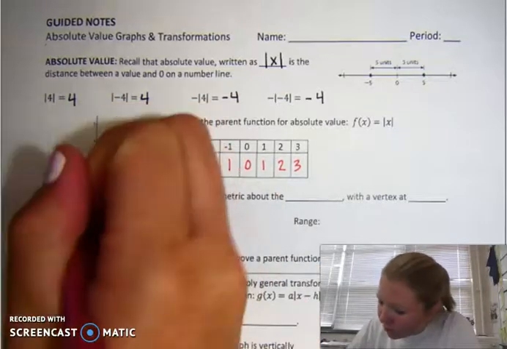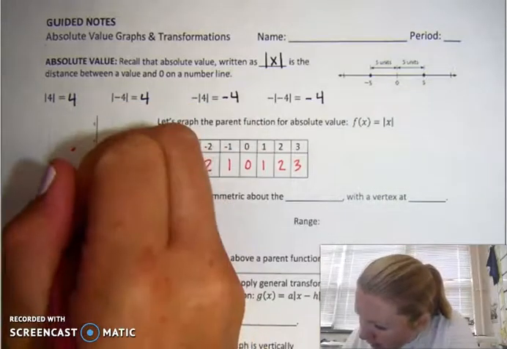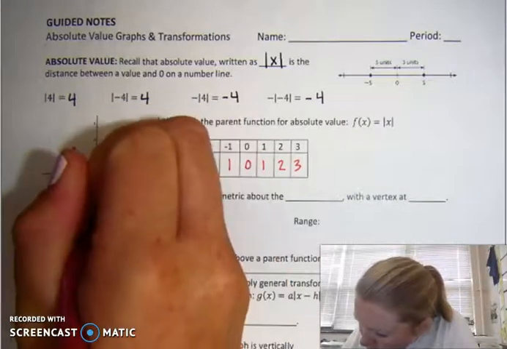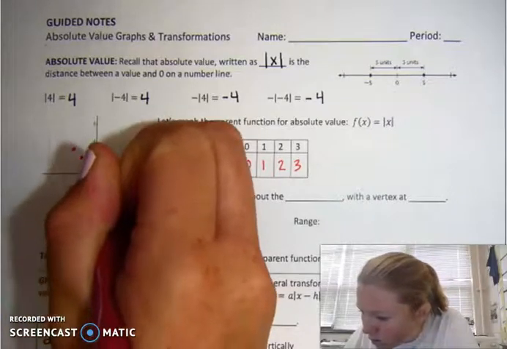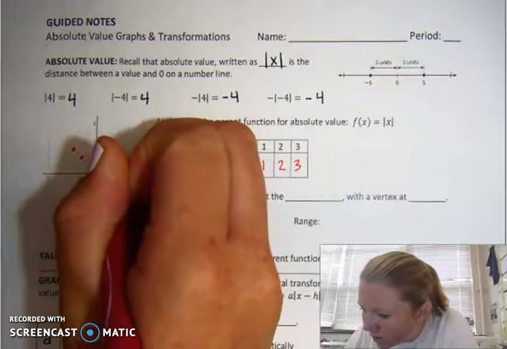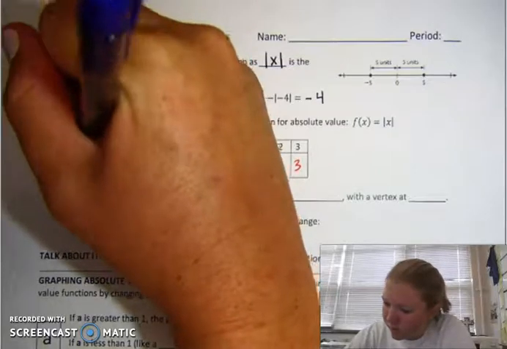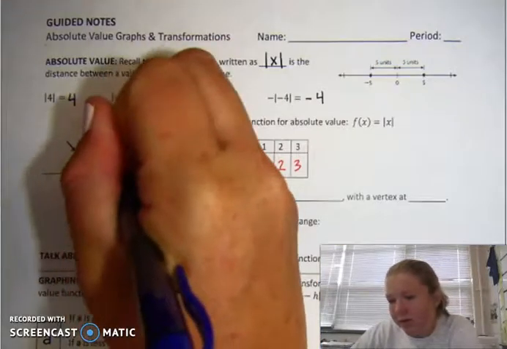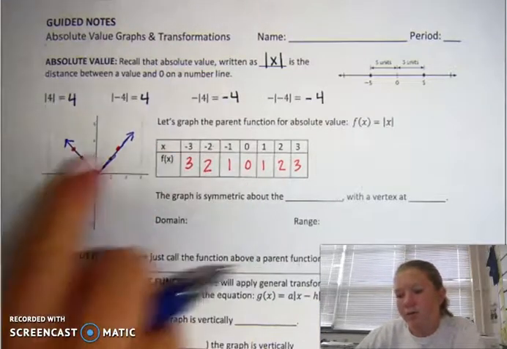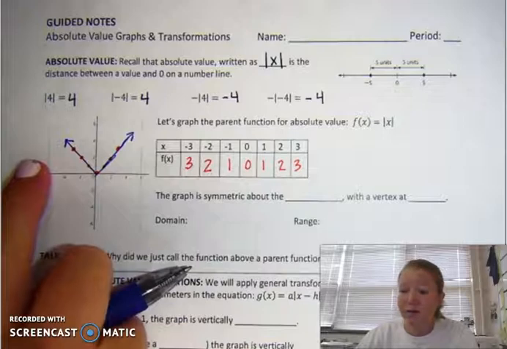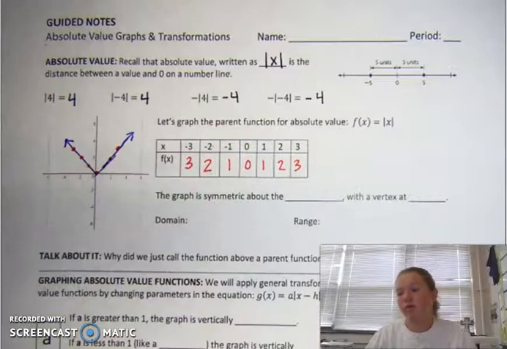Negative 3, 3, approximately in here. Negative 2, 2, negative 1, 1, 0, 0, 1, 1, 2, 2, and 3, 3. And if we connect those dots, we see the V shape that we've already talked about in previous videos, okay? And that will continue forever because we can plug any x value into this function and get an output, okay? So this trend will continue on both sides.